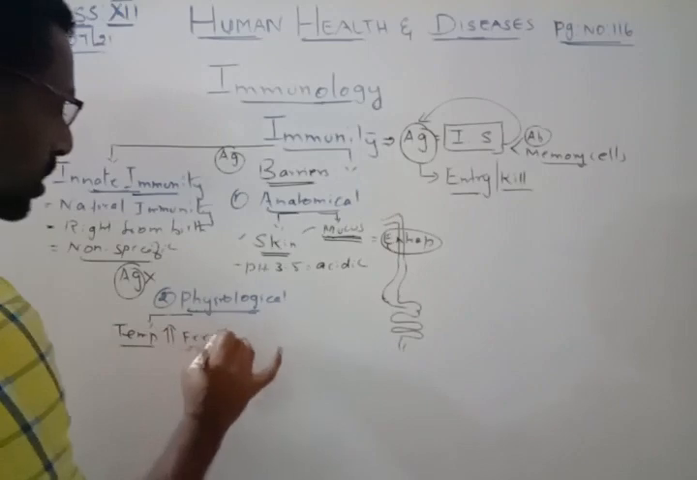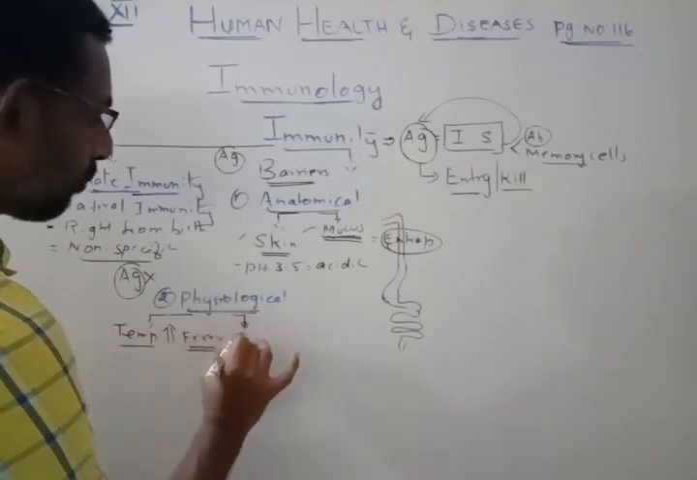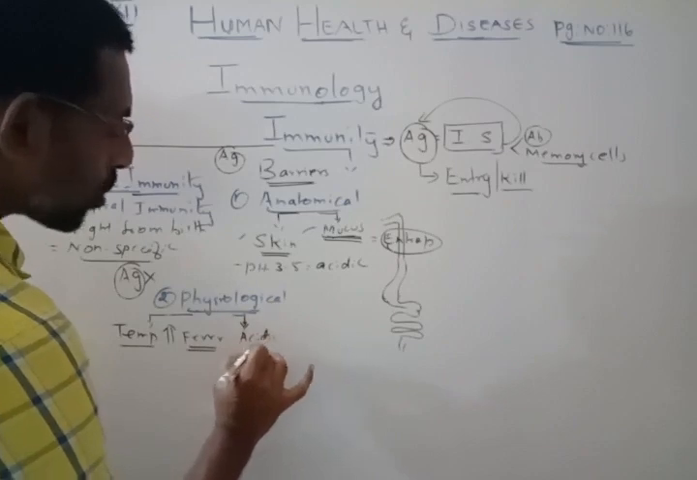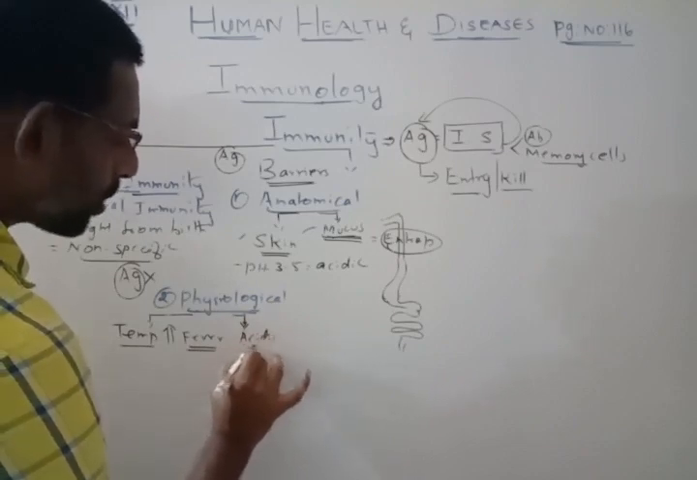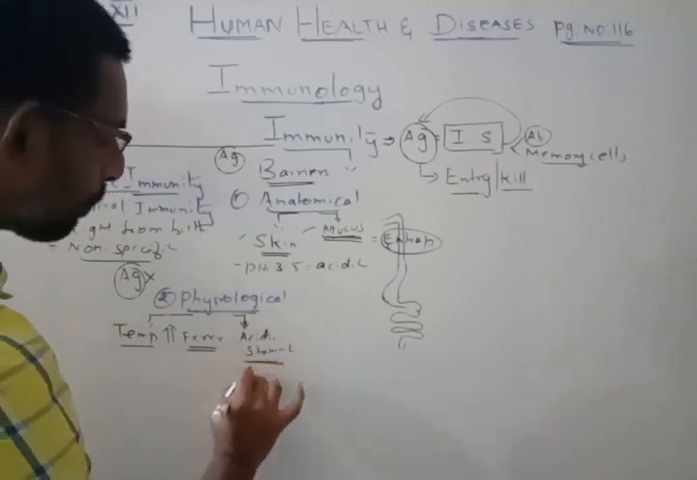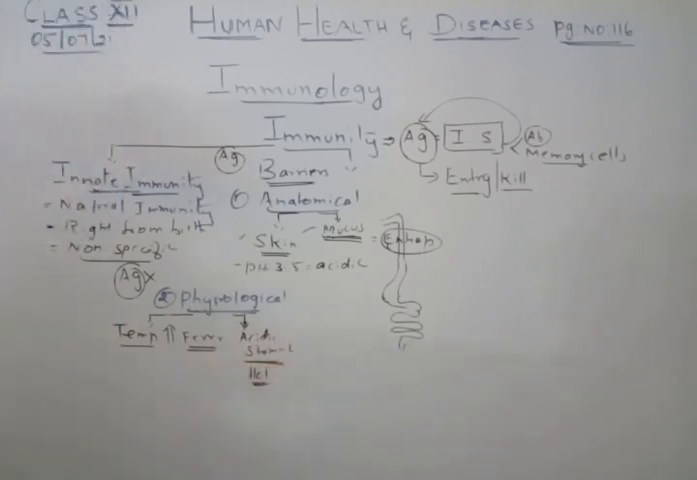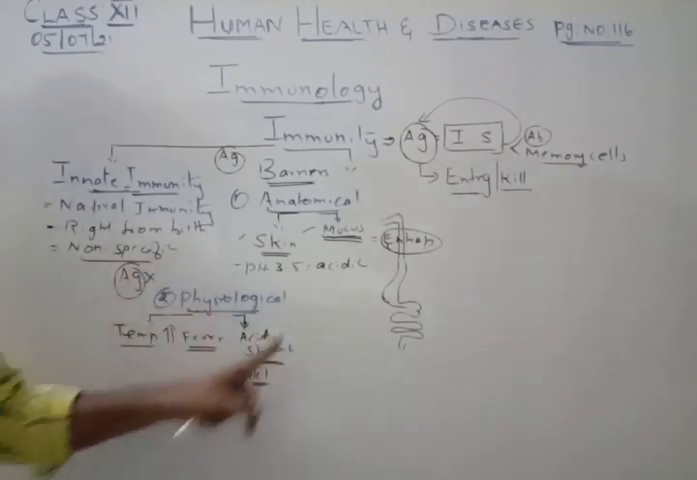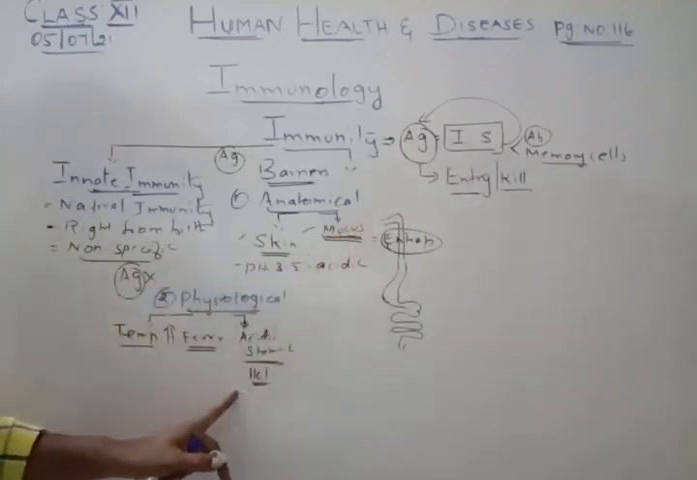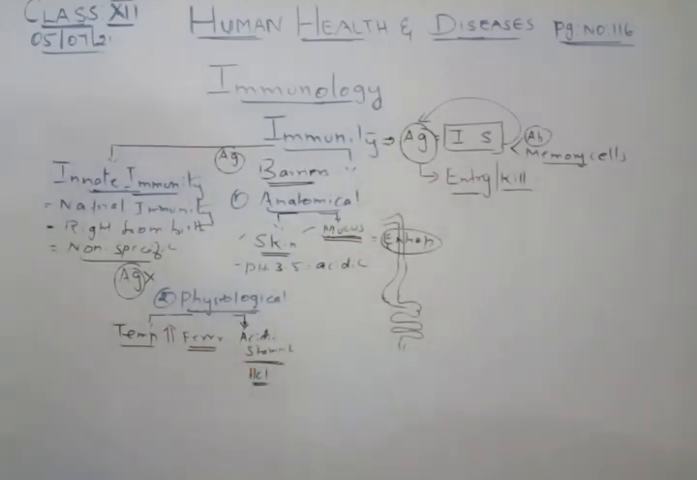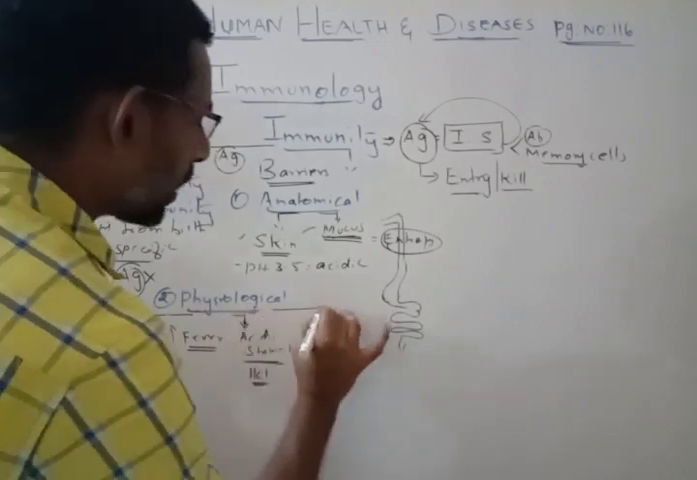This is one. The second one is the acidity of the stomach. The stomach will create an acidic medium by the production of hydrochloric acid. So in the stomach we have hydrochloric acid. Any microorganism that enters the stomach through food or whatever will be destroyed by the acidic medium inside. And the third one is certain chemicals.